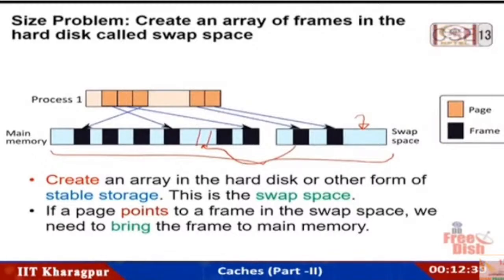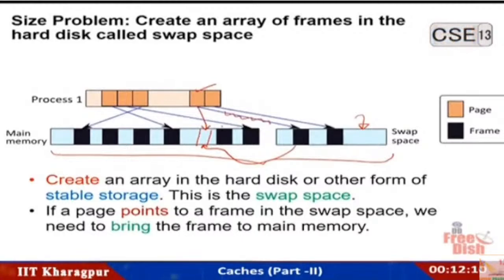So let's say, for example, we want to access this page. Then we would learn that this page is currently there in the swap space. So what we need to do is bring in the frame. We, meaning the operating system, in collaboration with the hardware, bring in the frame from the swap space to main memory and then update the mapping such that this points to this position.